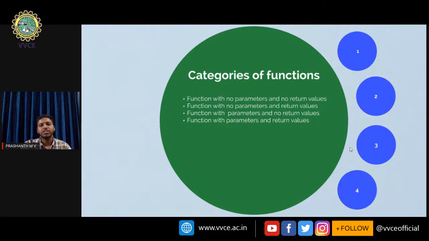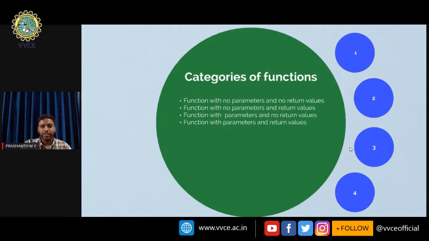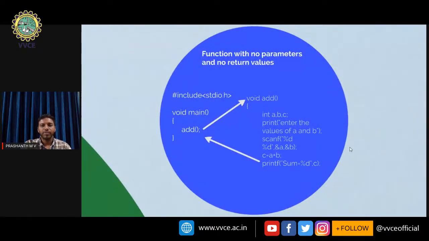For each of these different categories of function, we are going to see examples, right? Function with parameters and no return values. And the next is function with parameters and return values. To start with, function with no parameters and no return values.